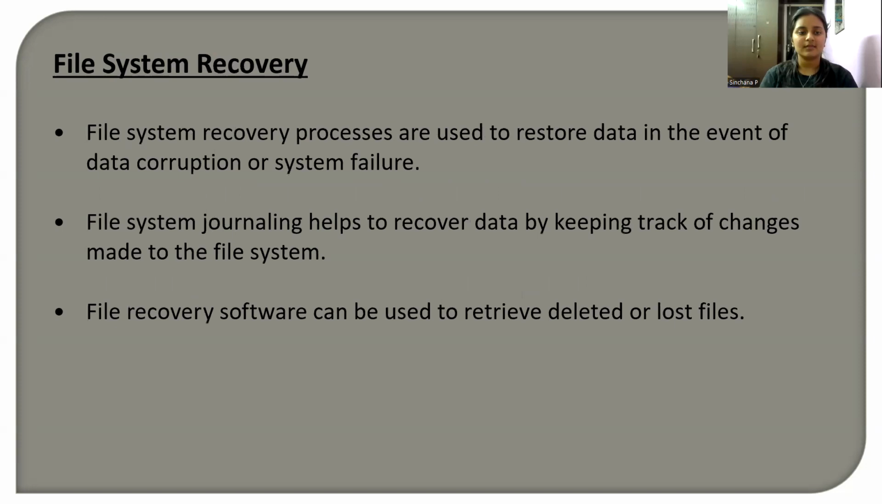File system recovery. File system recovery processes are used to restore data in the event of data corruption or system failure. File system journaling helps to recover data by keeping track of changes made to the file system. File recovery software can be used to retrieve deleted or lost files, as I told, like file backup. This is also the same as that.